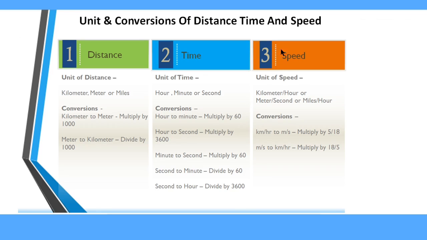Our third is speed. The unit of speed is kilometer per hour, meter per second, or miles per hour. For conversion, kilometer per hour to meter per second, we multiply by 5 upon 18, and meter per second to kilometer per hour, we multiply by 18 upon 5. Now we go to some examples to learn the conversion of distance, time and speed.